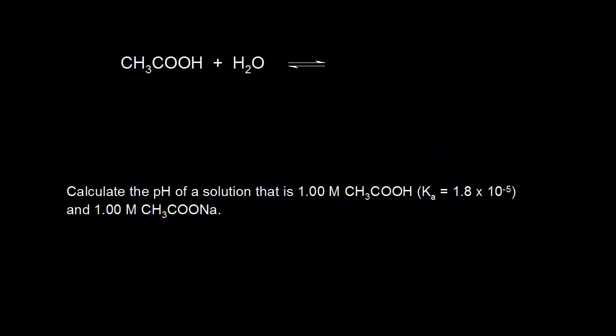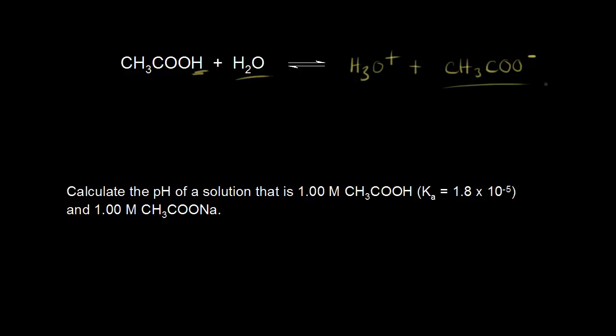Let's say we have a solution of acetic acid, and we know what's going to happen in solution. Acetic acid is going to donate a proton to H2O to form H3O+, or hydronium, and the conjugate base to acetic acid, which is acetate, CH3COO−. And so there's a concentration of acetate anions in solution.